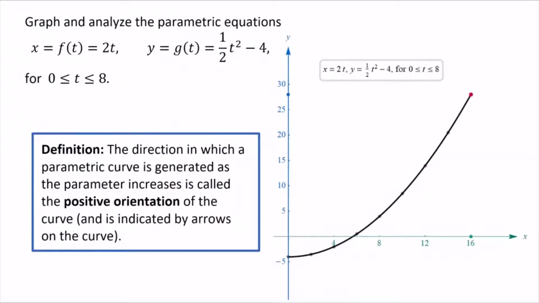This leads us to the following definition. The direction in which a parametric curve is generated as the parameter increases is called the positive orientation of the curve and is indicated by arrows on the curve. In our example, we can indicate the positive orientation or direction of the motion by using arrows, which trace the curve as we move up and to the right. The fact that parametric equations allow us to represent this motion will be a useful tool moving forward.